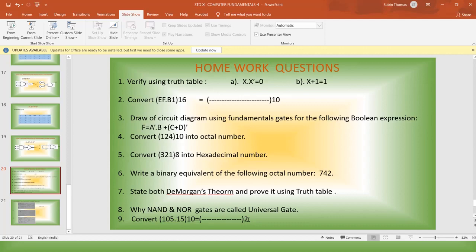The next chapter we will study in the next class. The next chapter is the beginning of the Python language, which we will study in the next class.